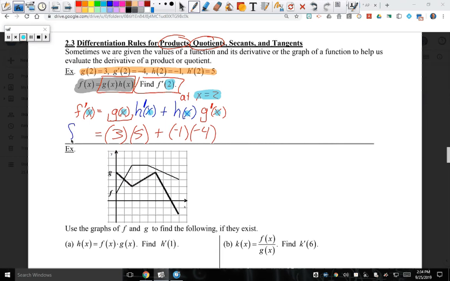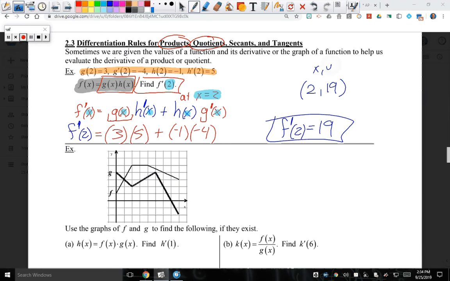This is all equal to my answer, which is f prime of 2. Okay? So anyone, what do I get? 19. So f prime at 2 is 19. Okay? AKA the point 2, 19. Okay? The reason why I keep referring to this, guys, is because we are using this with point slope formula. Okay? So I want to make sure that you understand what it represents and how we're using it at different locations. Okay? Any questions?